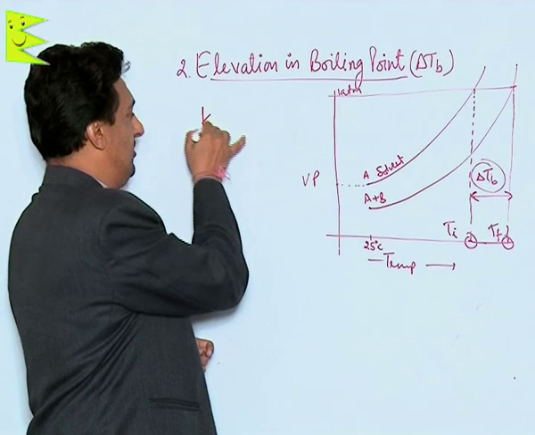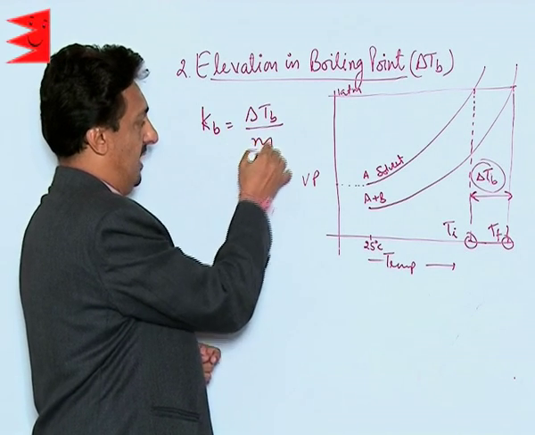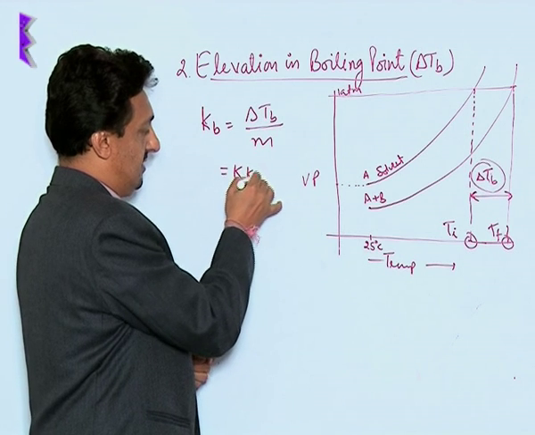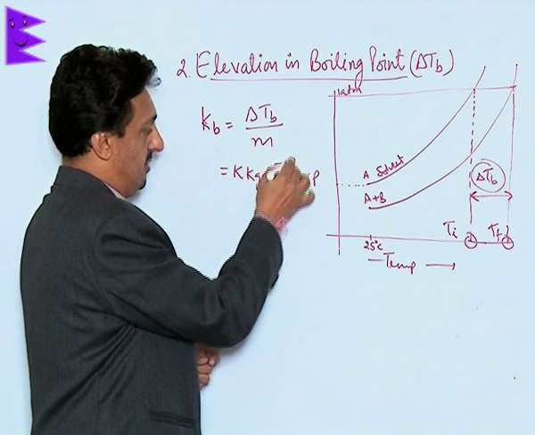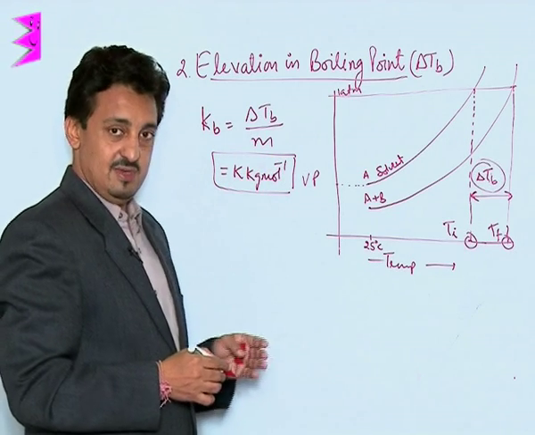Now the unit of Kb can be determined as Kb equals delta Tb upon m. So it is Kelvin kg per mole. This is the unit of Kb.